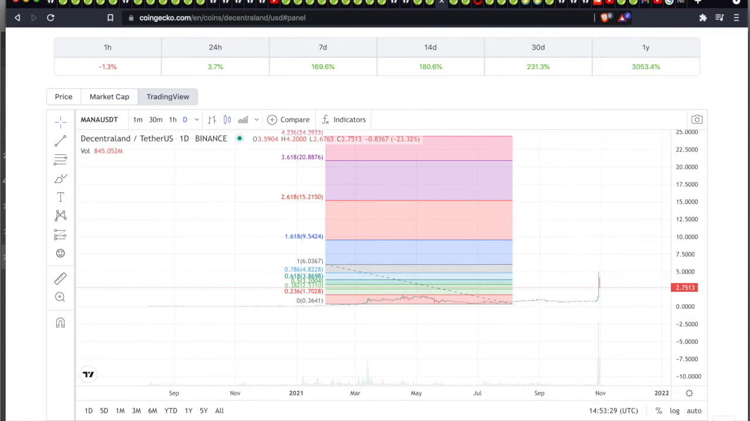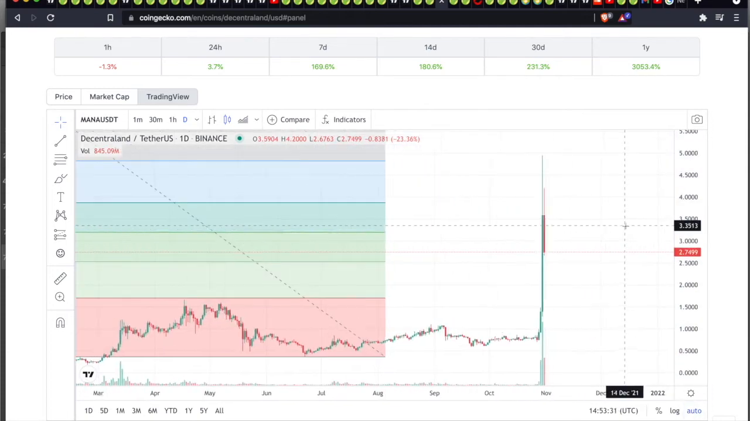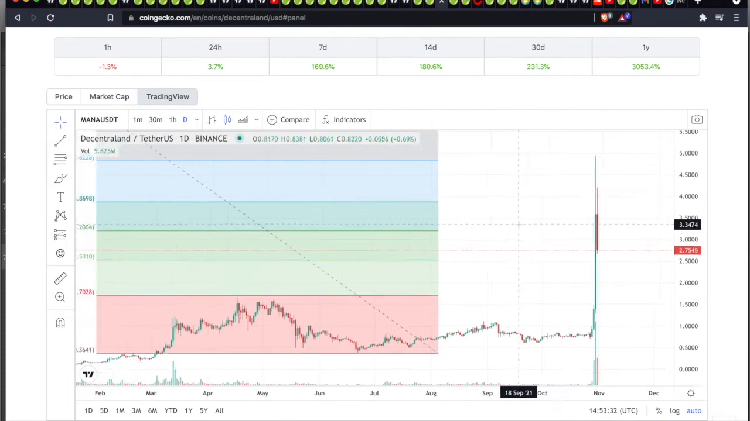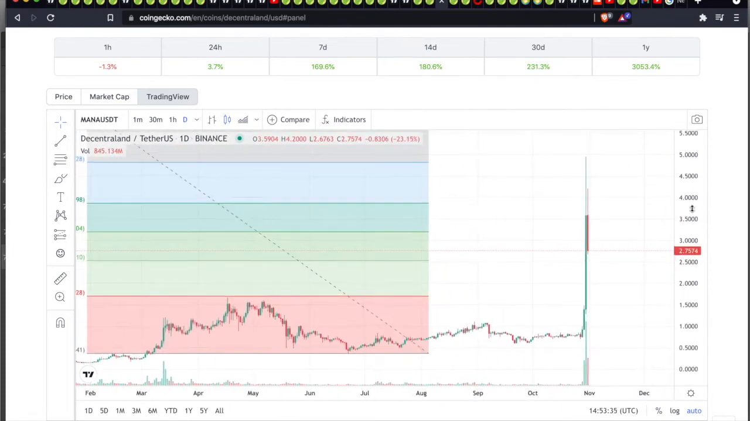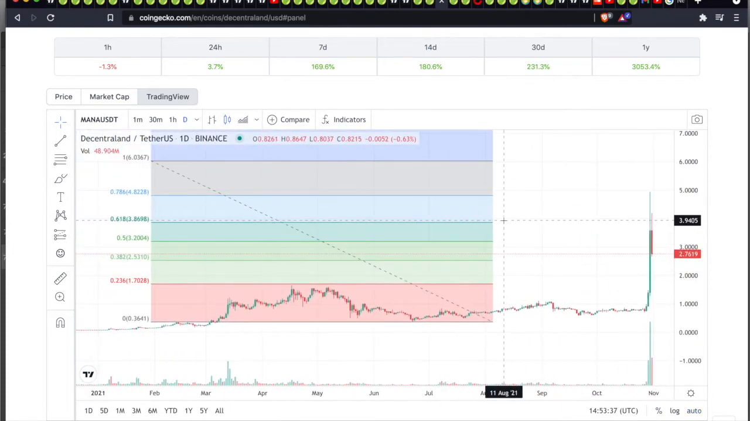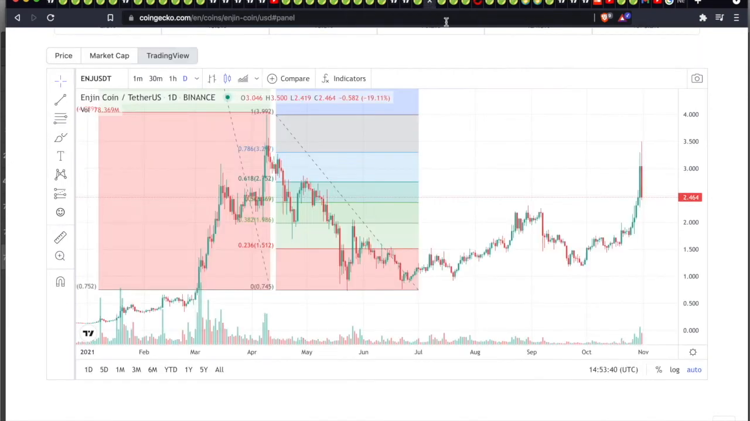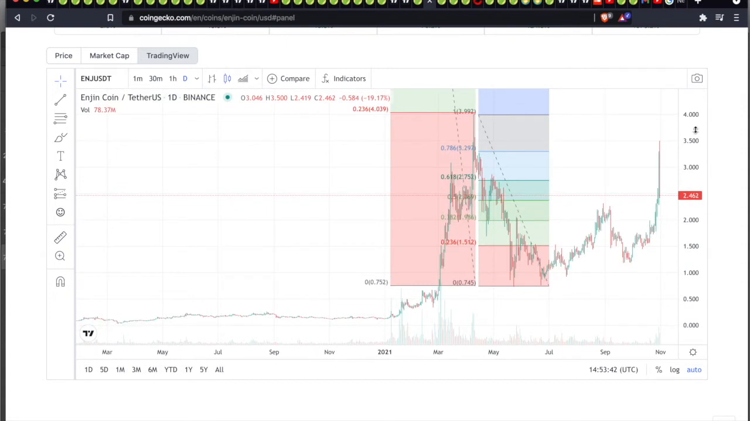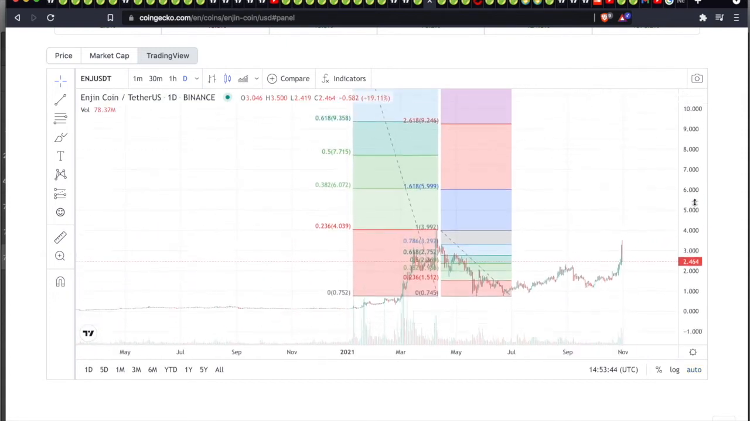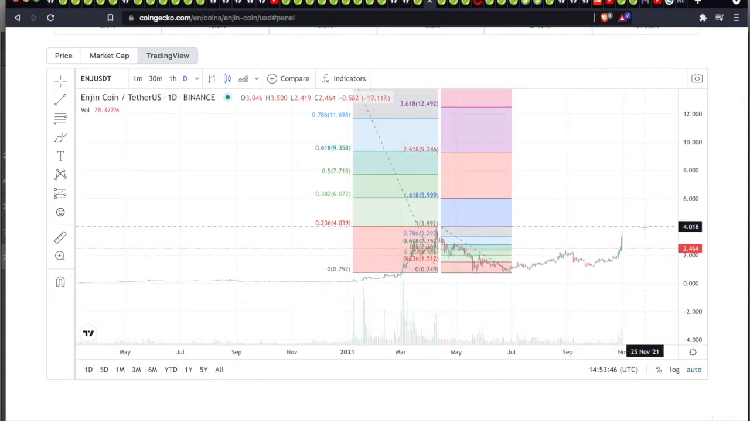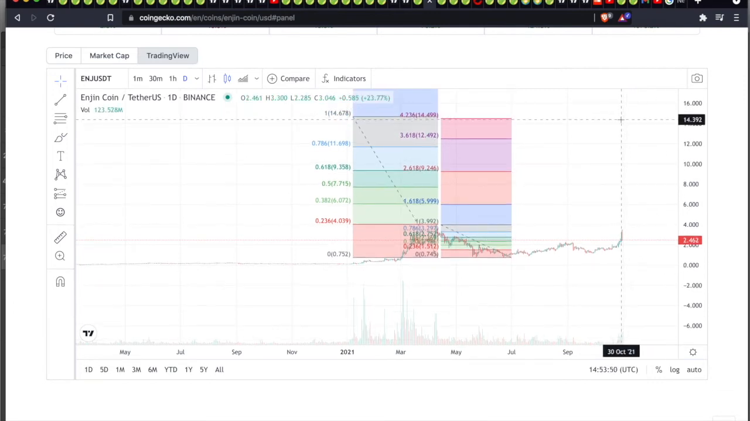And I'm really happy that Mana is one of the first movers here because it's going to tell us everything. It's going to tell us what levels we can expect will be respected. And just pumping, look, I got both variations pulled up. Let's see what levels are respected. I'm totally on Enj. You better believe I'm holding for $14. I'm totally holding for the 4.236.